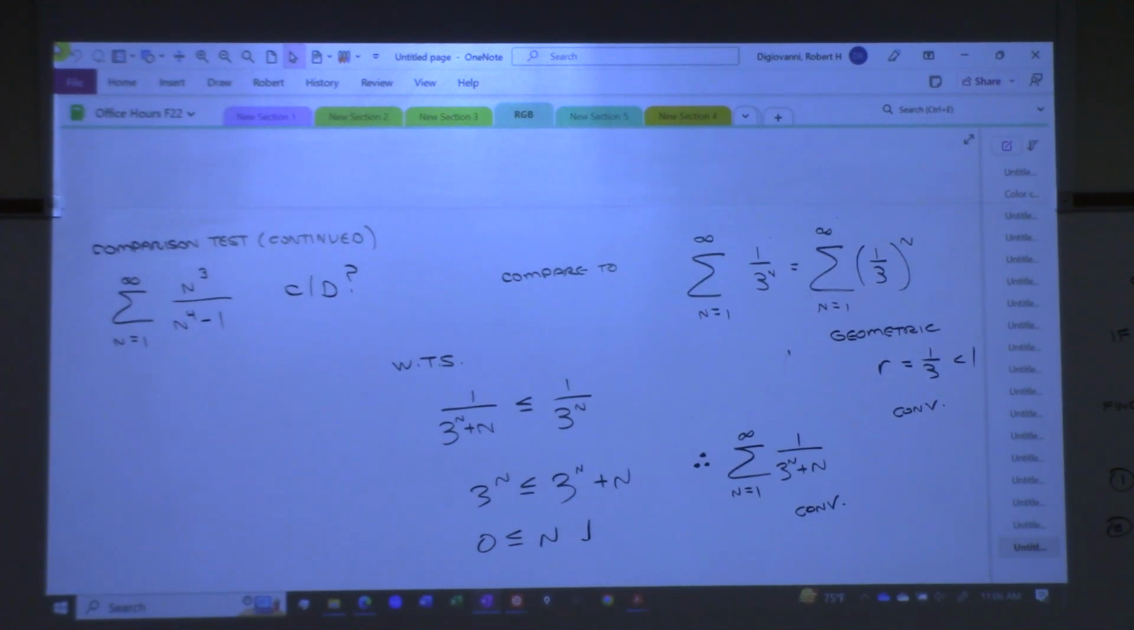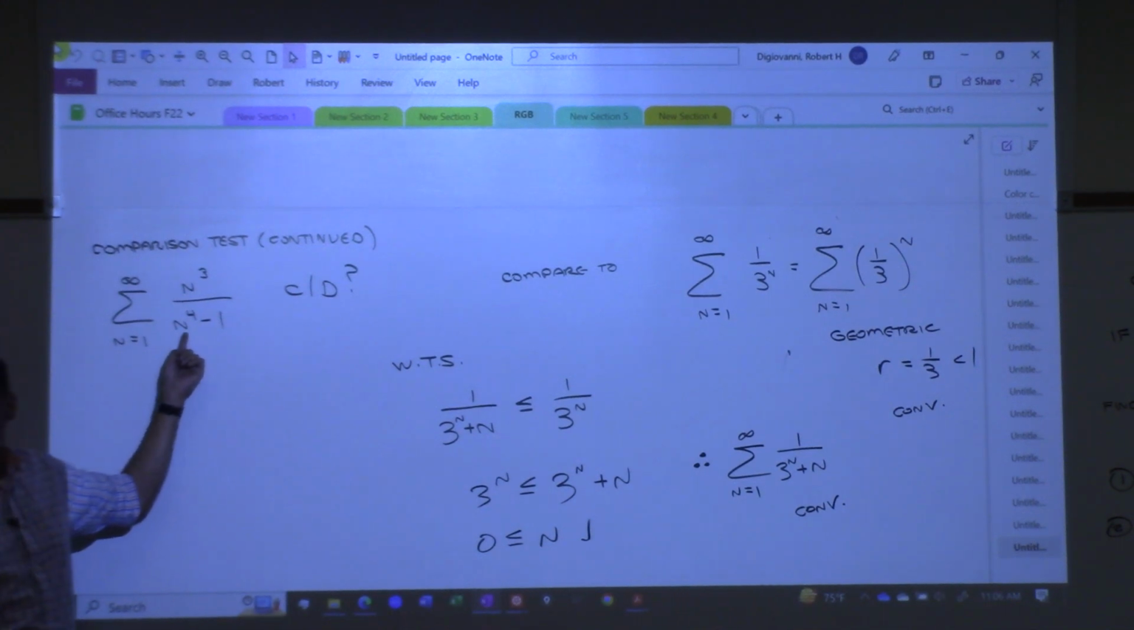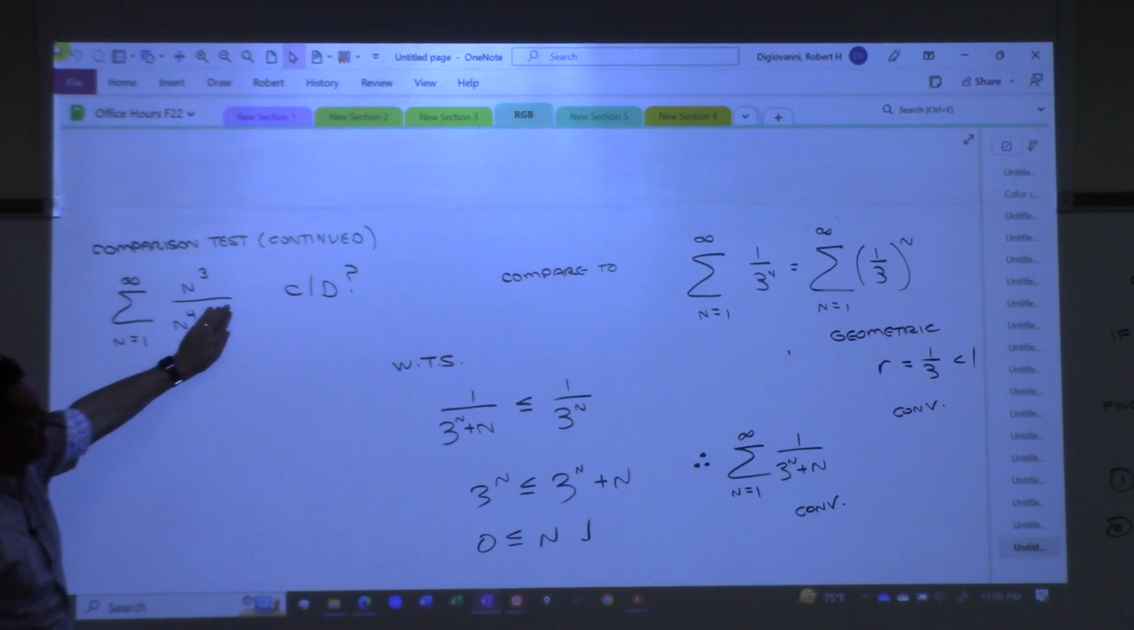So I look at that, and I run through all the different tests, and finally I get to comparison test. All right, let me try to compare it. The way I think about this is when n is really, really big, when n is a huge number, this minus 1 really doesn't make much of a difference, does it? A minus 1 doesn't do much to an n to the 4th power when n is really large. So it's almost like n cubed over n to the 4th, which would be 1 over n, wouldn't it?